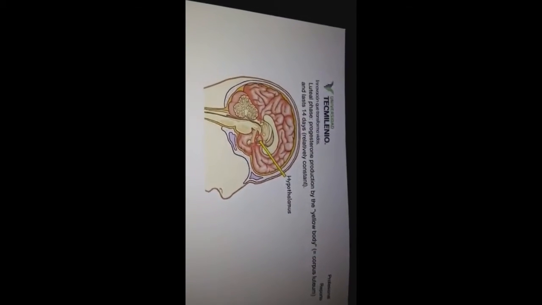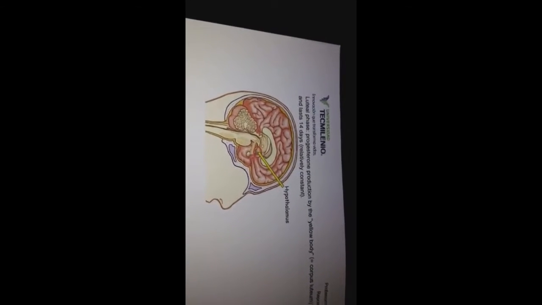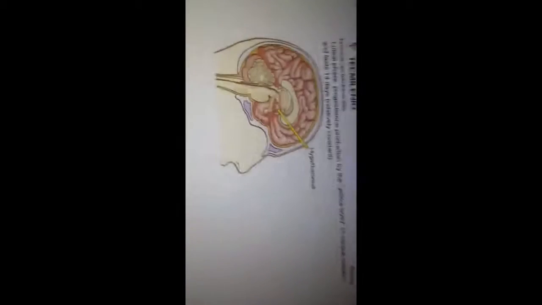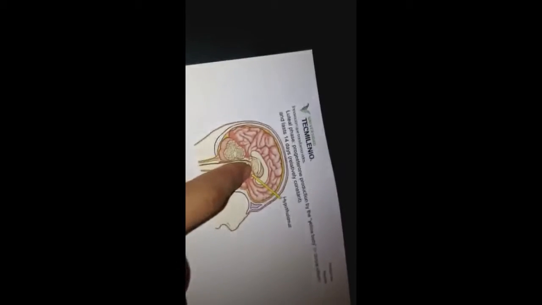All of these originate from the hypothalamus, which releases the hormones to produce both the ovarian cycle and the uterine cycle.